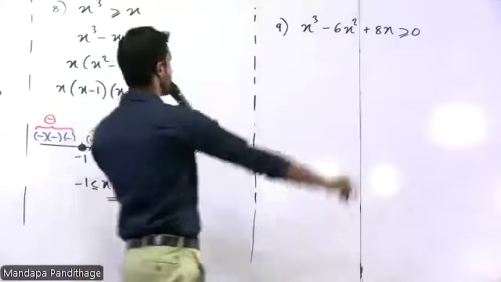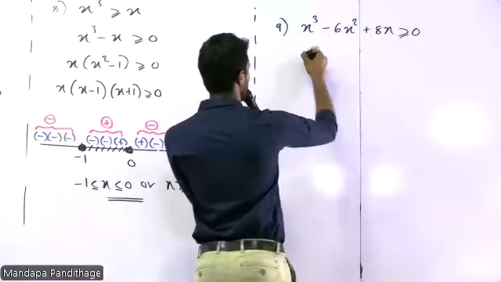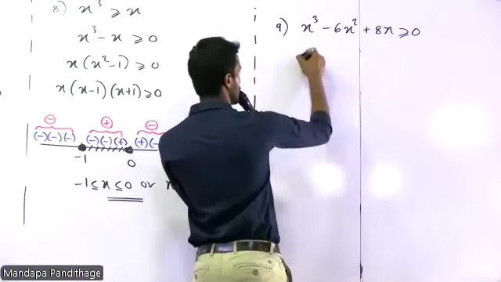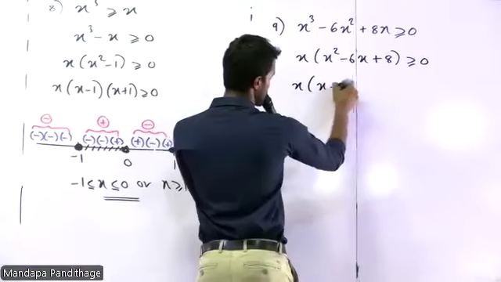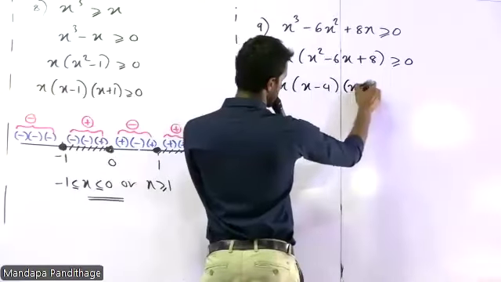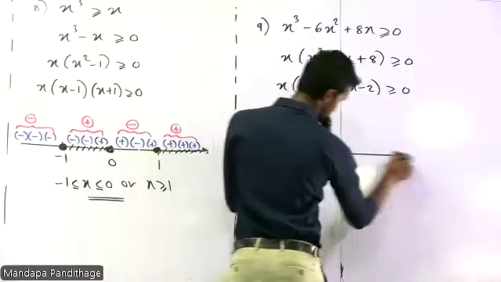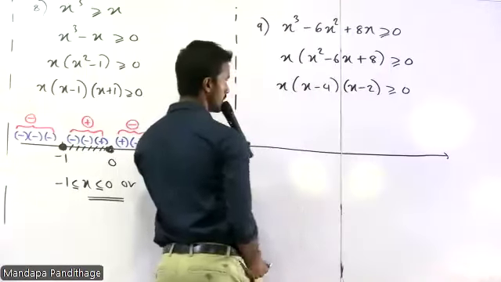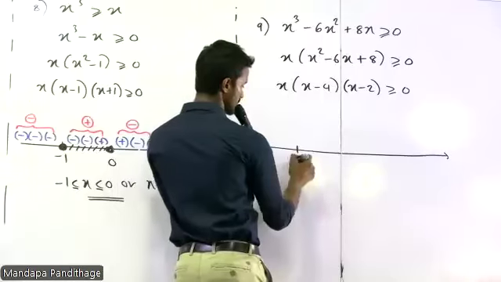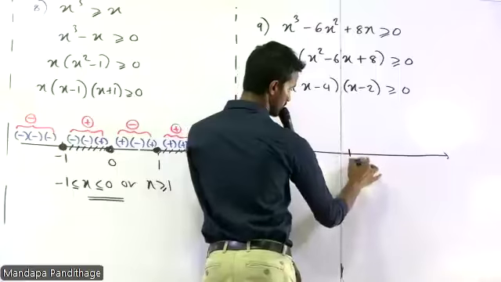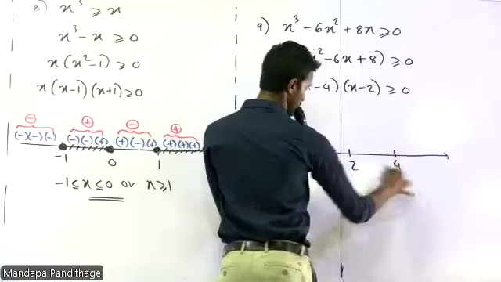Okay, so first we have to factorize, and the golden rule of factorizing is when you see common terms, take it out. So when you take x out, it's x squared minus 6x plus 8. Then you can factorize this. It's x minus 4 and x minus 2. Mark each value that makes a factor 0. This becomes 0 at 0, this becomes 0 at 2, and this becomes 0 at 4.